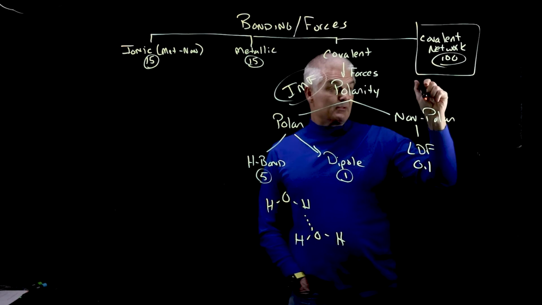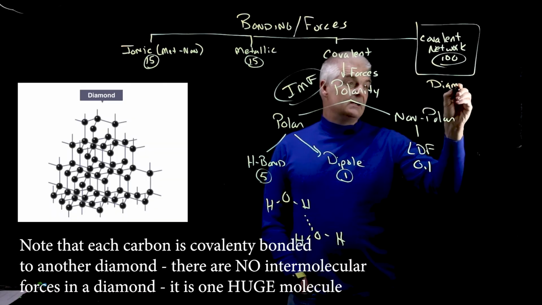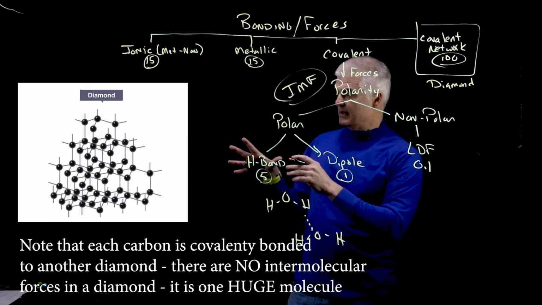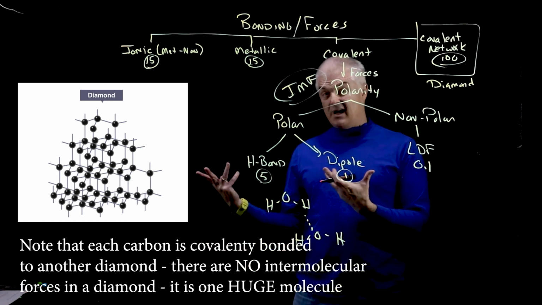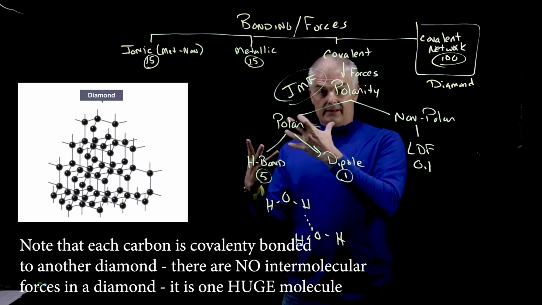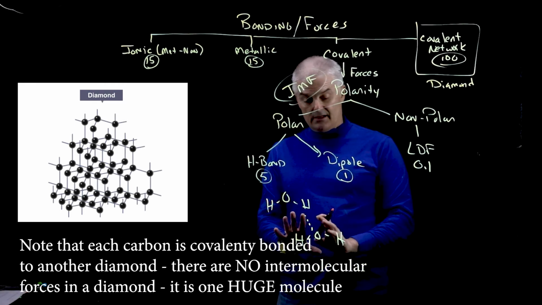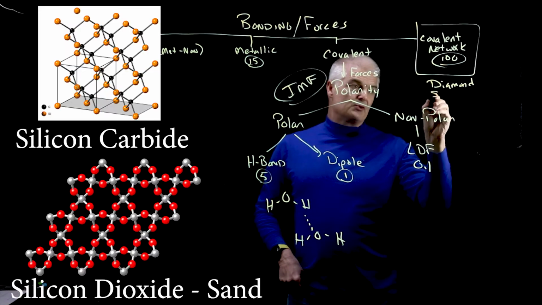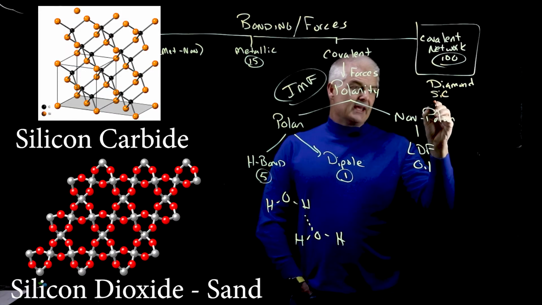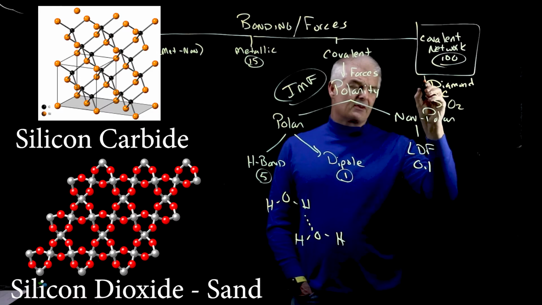The classic example of that is a diamond. A diamond, you can see the structure right here. A diamond is a monstrous 1 megamolecule that is covalent, covalent, covalent, covalent. There's no intermolecular forces. There's two other big examples we'll talk about: silicon carbide and also silicon dioxide. It's just very few chemicals that do this.